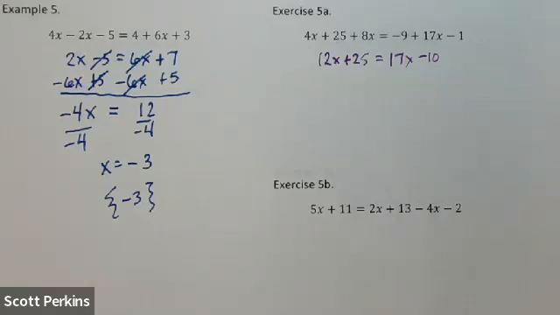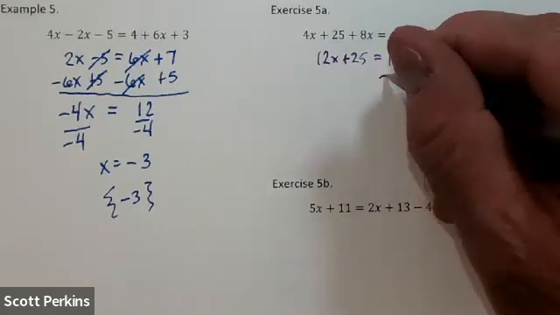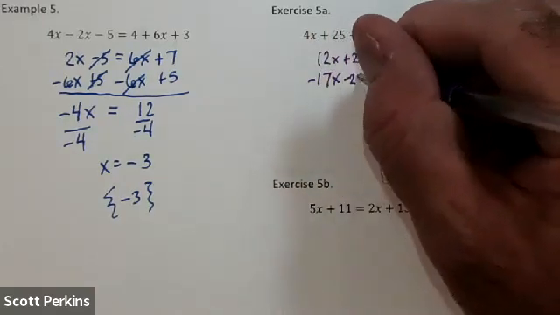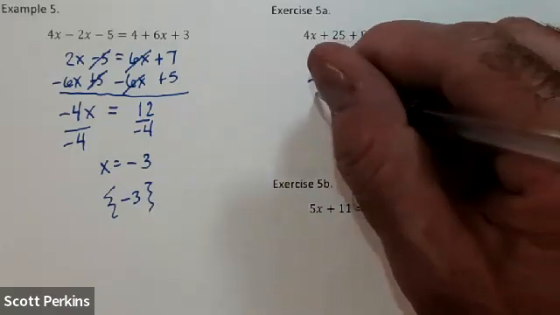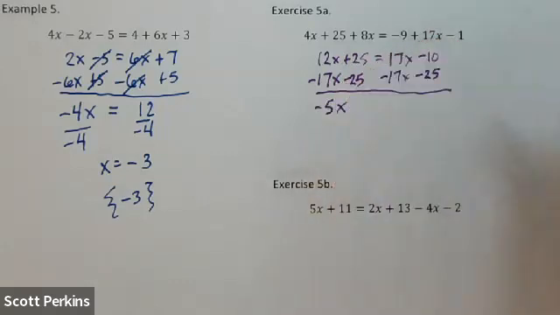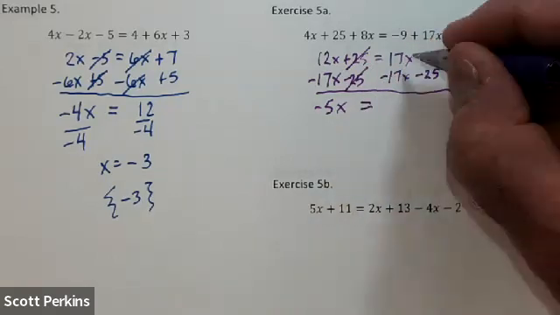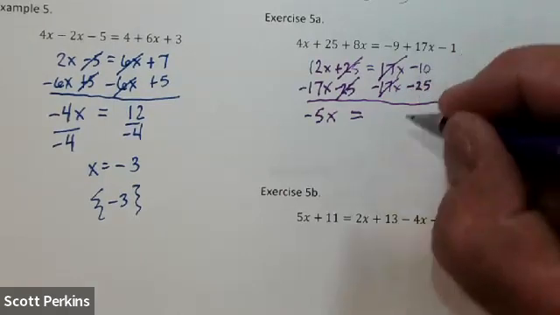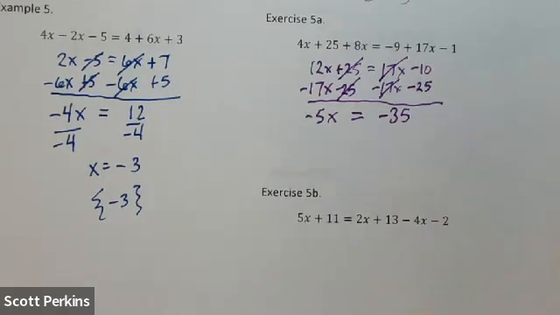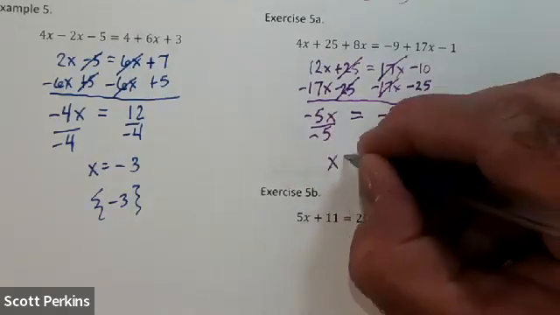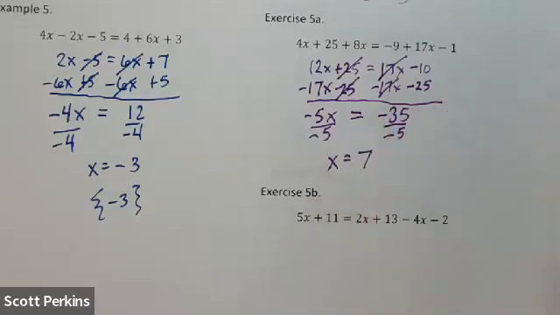I'm now going to put my x's on the left, my numbers on the right, as I've been doing. I try to do the same thing every time so that as I'm learning this, it's going into my brain. So 12 minus 17 is -5x. The 25s cancel because I put all my numbers on the right, the equal sign in the middle. The 17s cancel because I put all of my x's on the left. And -10, -25, -35. And when I divide, we all end up with 7. That's what my calculator would tell me.